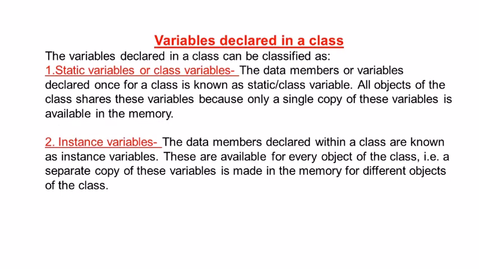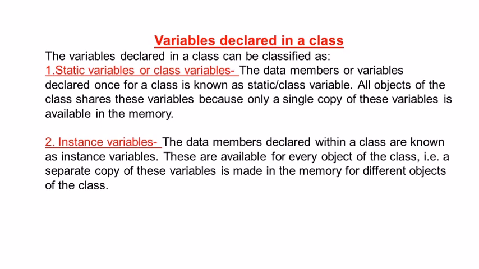Now there are two types of variables declared inside a class. First is static variables, also known as class variables. These are data members which are declared only once for a class. All objects of the class share these variables because only a single copy of these variables is available in the memory. Second type is instance variables.